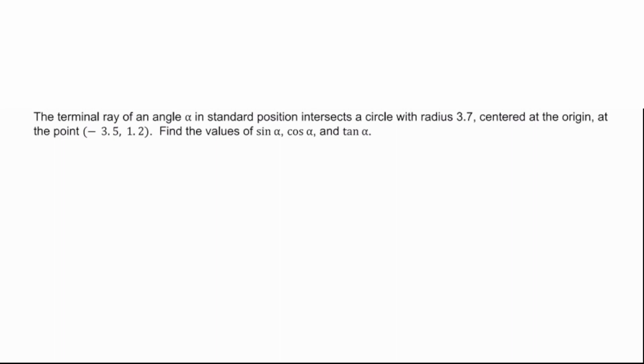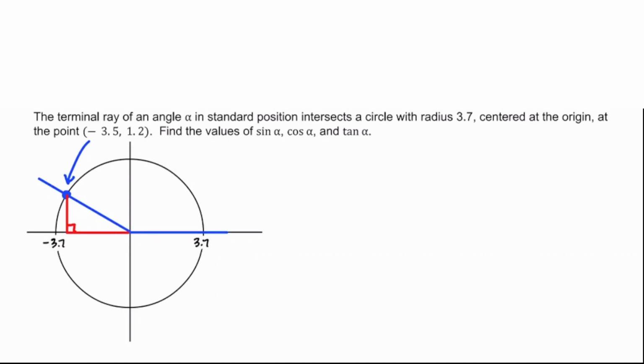And while there may be a couple more examples in the notes book, I'm going to skip to the last one so we can get you out of here. And I'm going to work those other two on the unit review video. So the terminal ray of alpha in standard position intersects a circle with radius 3.7, center at the origin. At this point, find these trig values.